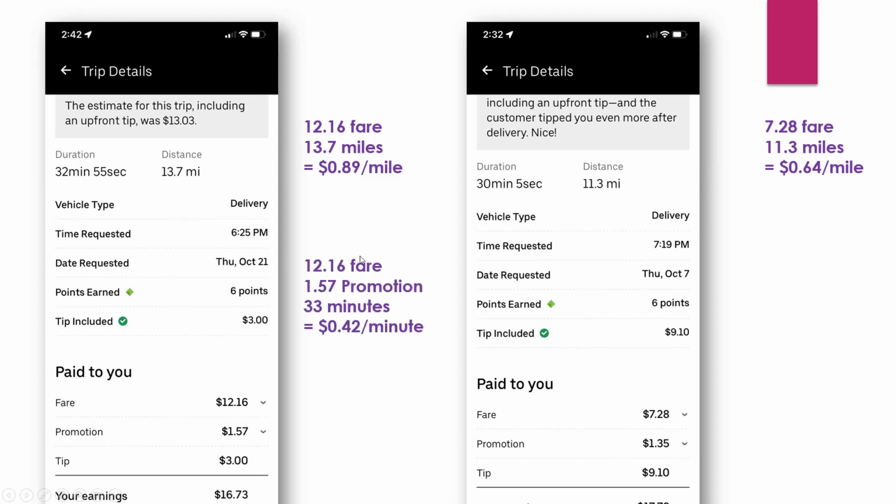So we've got the 12.16 fare, 1.57 promotion, 33 minutes equals 42 cents a minute. And then this one broke down to 7.28 fare, so this is like $5 less for 2 miles less. $1.35 promotion. This took only 3 minutes less, so it was 29 cents a minute.